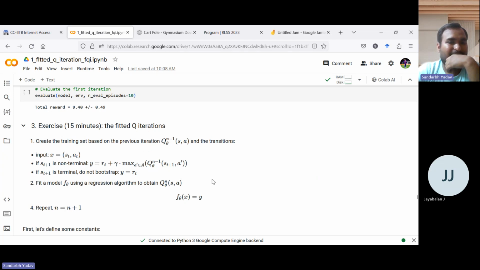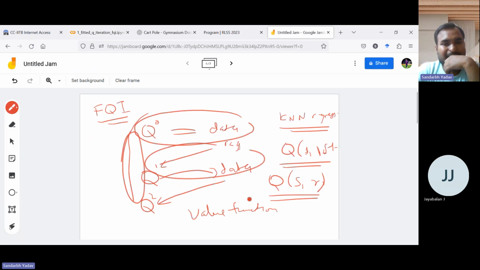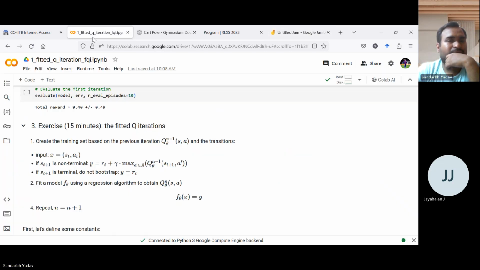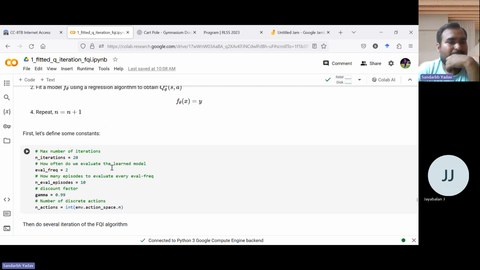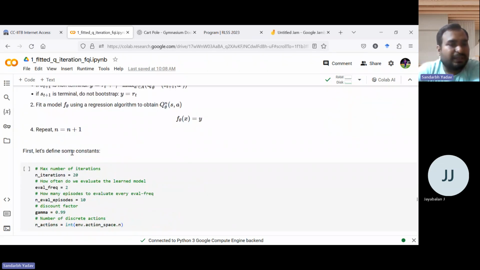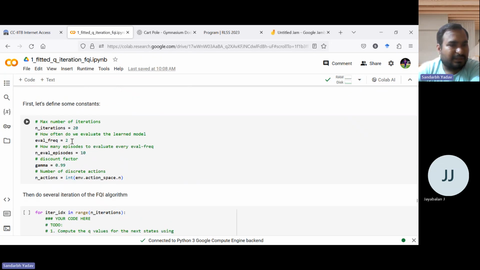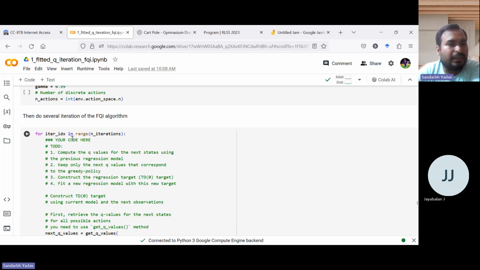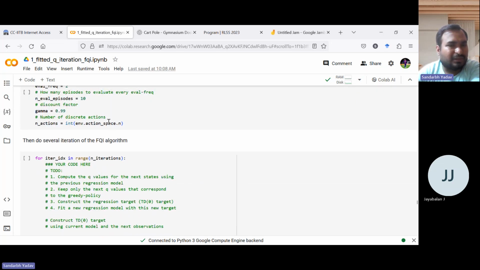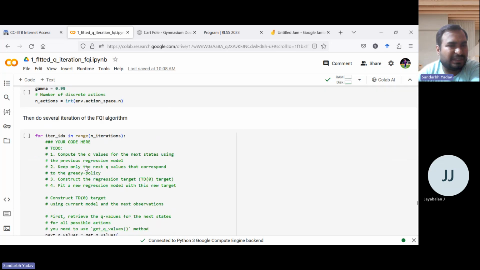So this becomes our target now, and essentially we will learn the next function approximator. Then again collect data from it, learn a new approximator, collect data, and this will keep going until you are satisfied with the Q value function. Here they are actually doing it for 20 iterations and also evaluating it. The discount factor gamma they have taken is 0.99, and they do several iterations of FQI, essentially 20 here.